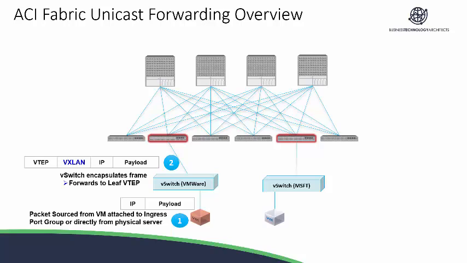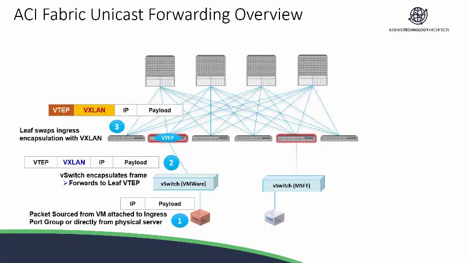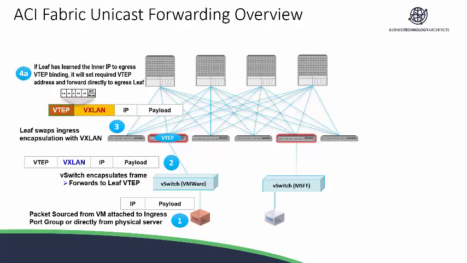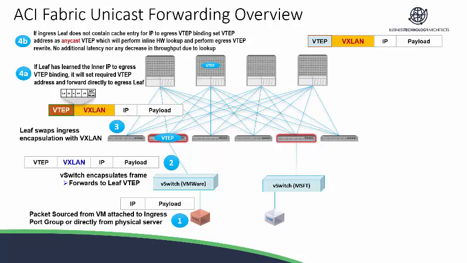So here we've got a virtual machine to a vSwitch. The leaf swaps the ingress encapsulation with VXLAN. Then if the leaf has learned the inner IP to egress VTEP binding, it will set the required VTEP address and forward directly to the egress leaf. Now, step 4B forwards to the spine for a proxy lookup. It employs an anycast VTEP header.